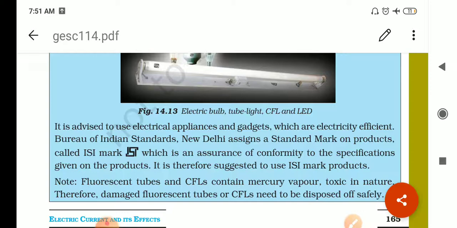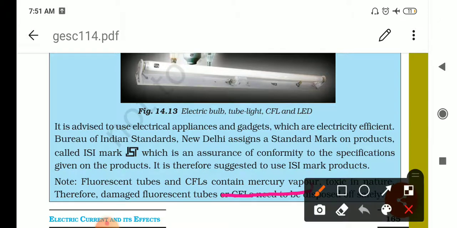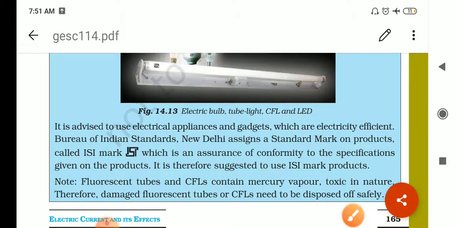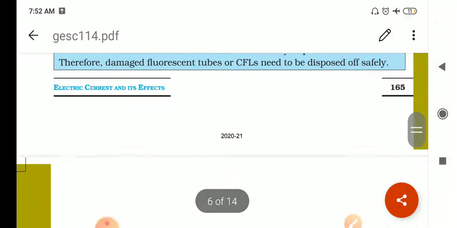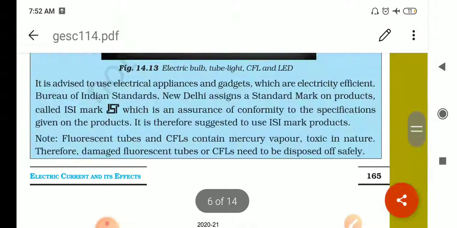Fluorescent tubes and CFLs contain mercury vapors in them. Mercury vapors are filled in the CFL and fluorescent tube, and mercury is always toxic in nature. Therefore, whenever these fluorescent tubes and CFLs are damaged, you have to dispose of them very carefully and safely because they contain mercury vapors. Okay, getting?